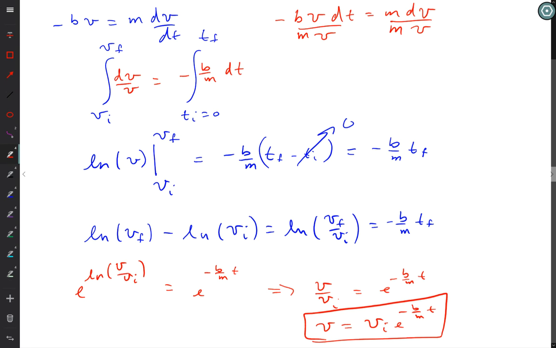Right, so the real work was done here. Question? When we integrate v initial e to the minus b over m t, v initial is a constant, correct? Yes. Okay, so we can treat it as a constant. Yes. Okay.